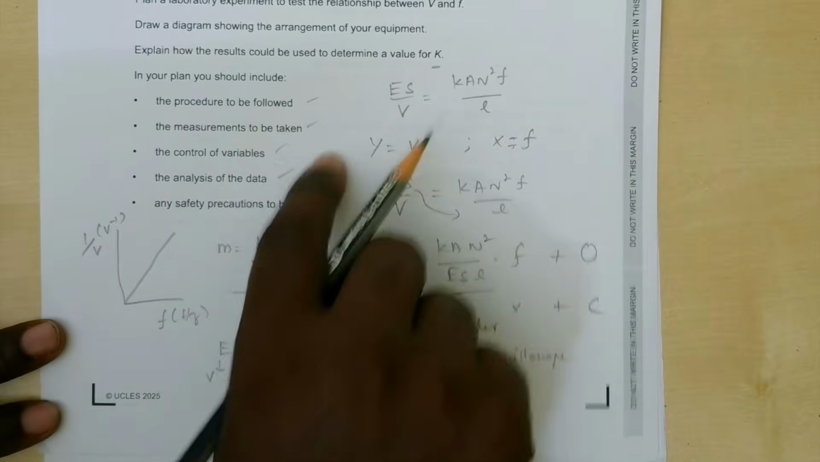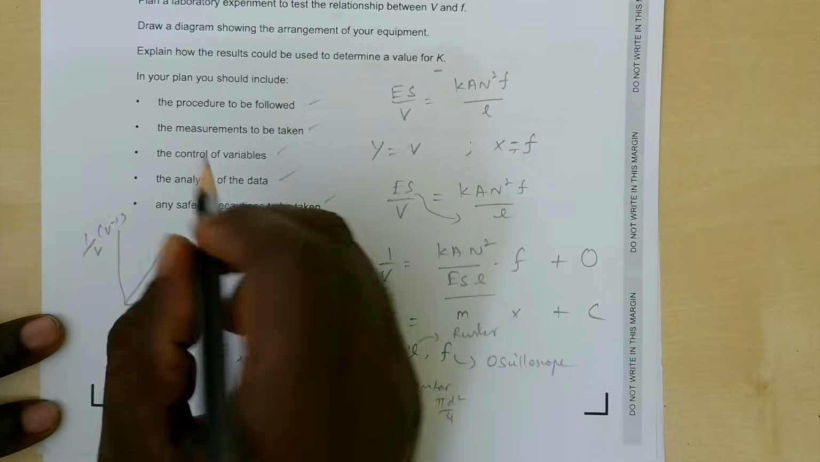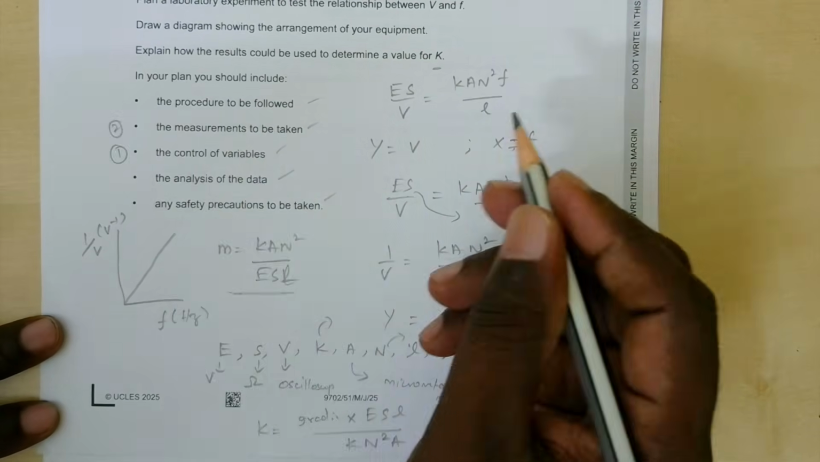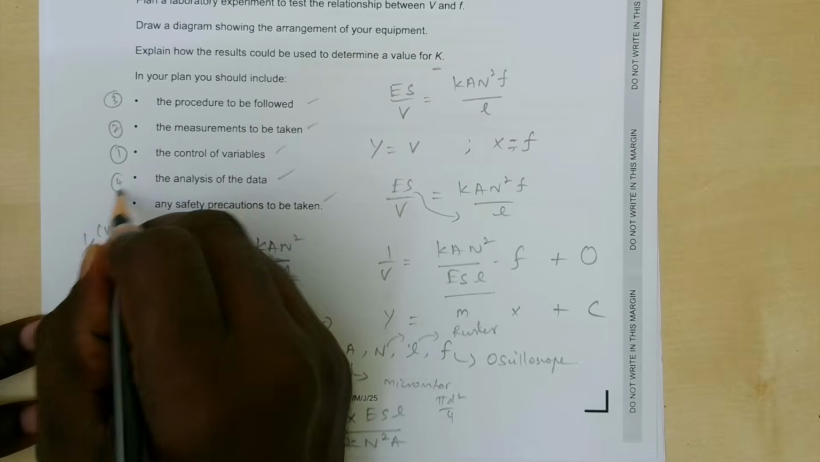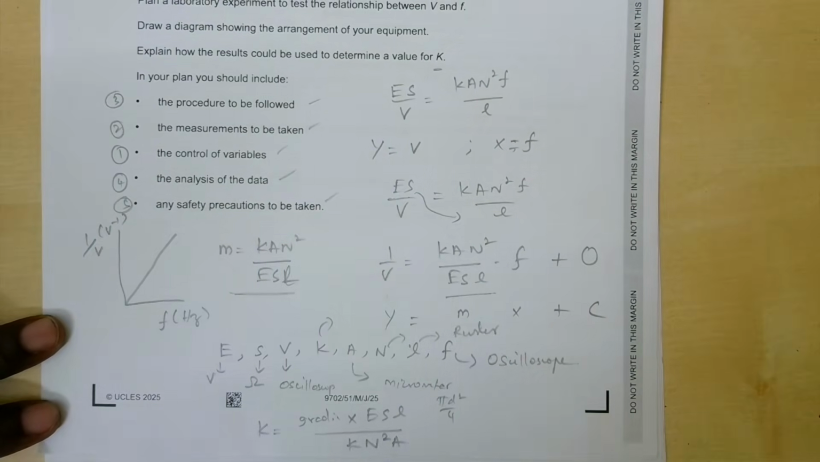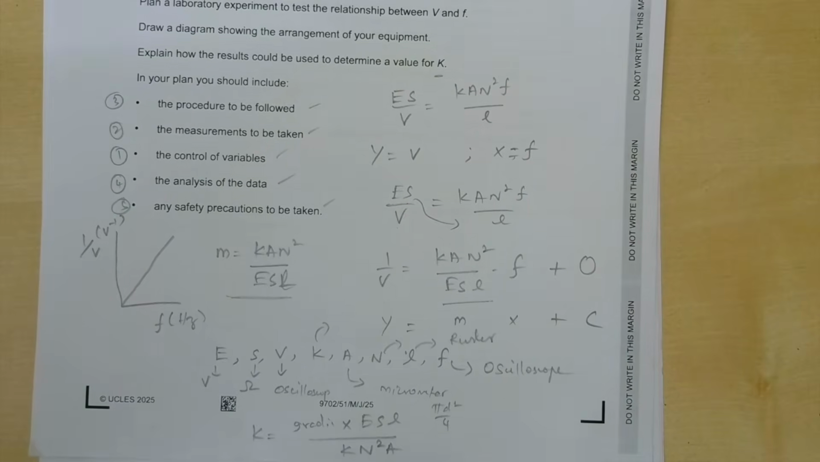You do not need to give it in the exact order. Usually I give control of variables first, measurements to be taken second, procedures to be taken third, analysis of data fourth, safety precautions fifth. You can have your own order, sir, but you should have some order. Why is it important? Then only you will remember what point you forgot and what point you wrote.